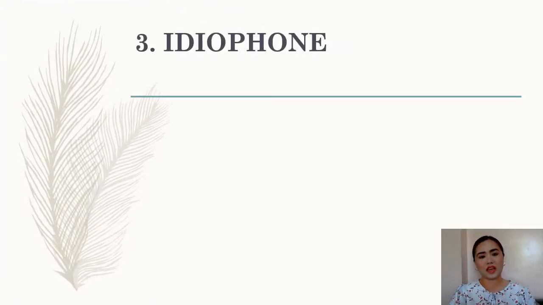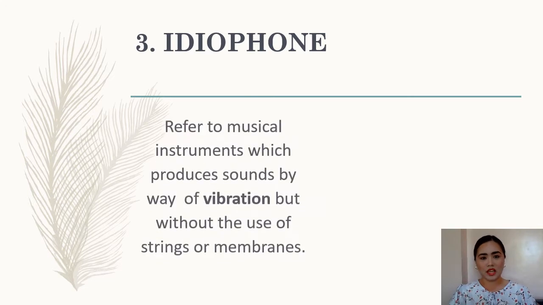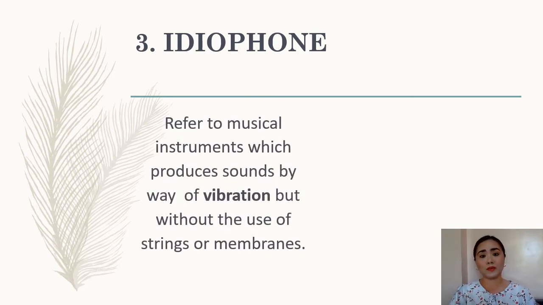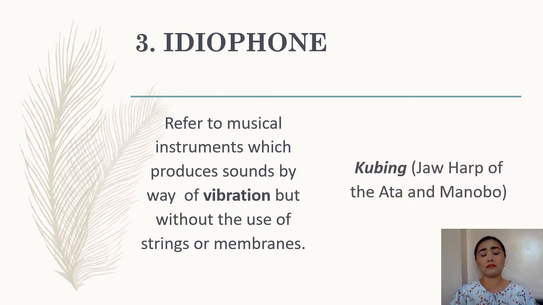The next classification is idiophone. Idiophones refer to musical instruments which produce sound by way of vibration, but without the use of strings or membranes. An example of a Filipino musical instrument under the category of idiophone is the kubing, which is a jaw harp of the Ata and Manobo.